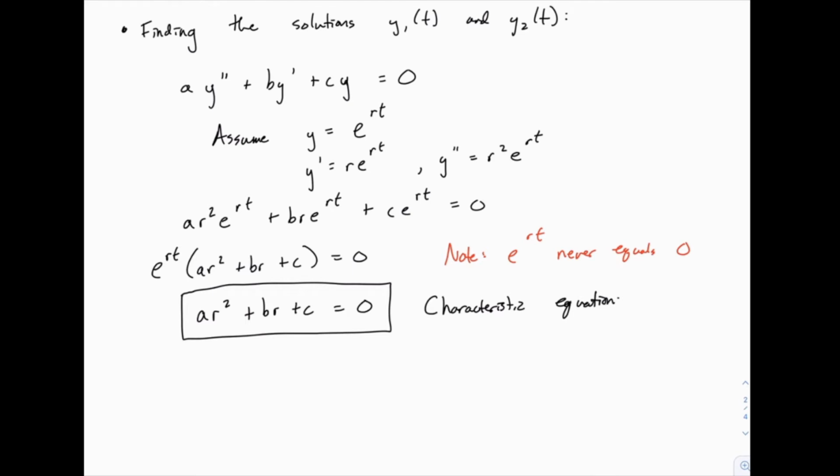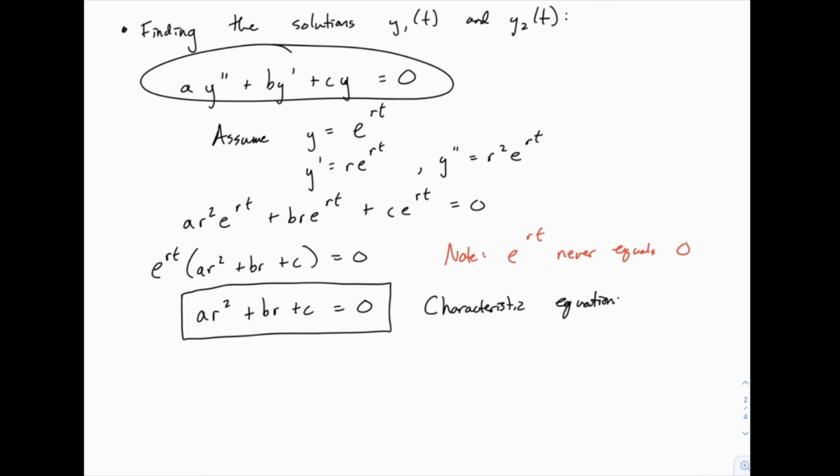Meaning for the second order differential equation shown at the top here, we can immediately, in a given problem, write down the characteristic equation that will tell us the value of r once we solve it. So we can immediately transition into an algebra problem, and then when we solve this, which we know how to do, we'll have our answers for y1 and y2.